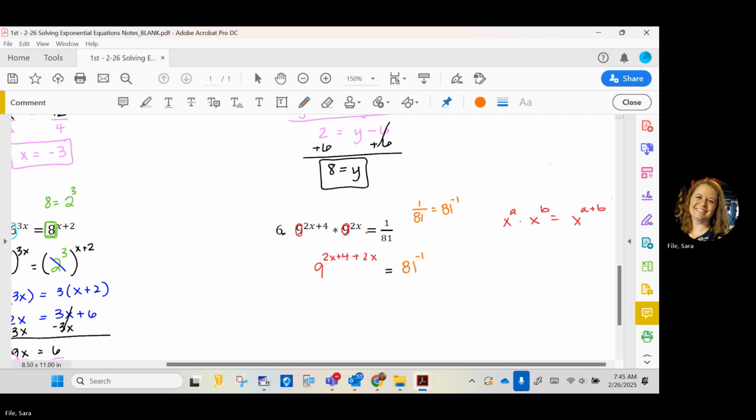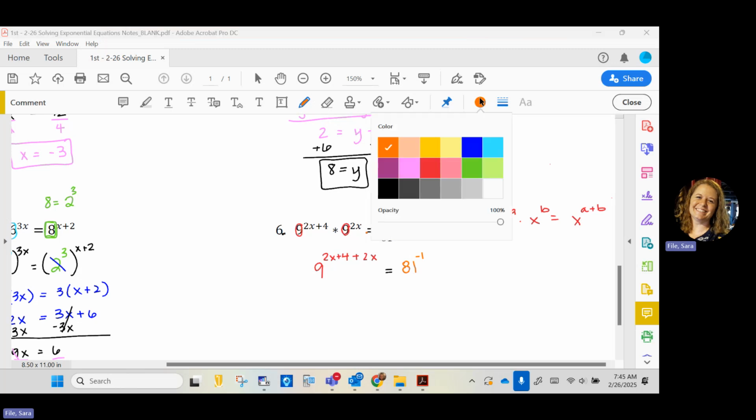Adriana? Yes, we definitely want to do that. Okay, so now I'm a step closer. I've done a little bit of work. I still don't have matching bases yet, but I'm closer. I've got a single term base over here, and I've got a single term base over here, and it's not a fraction. So I'm a step closer to where I need to be.